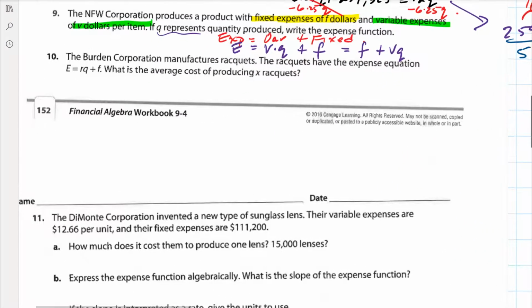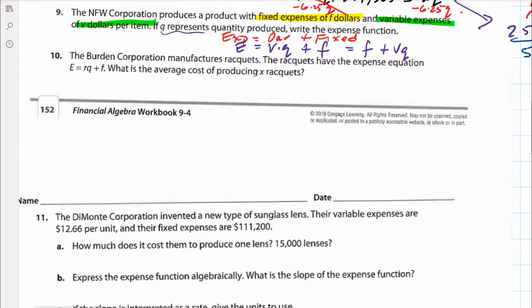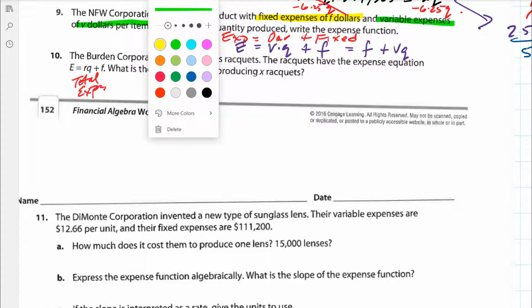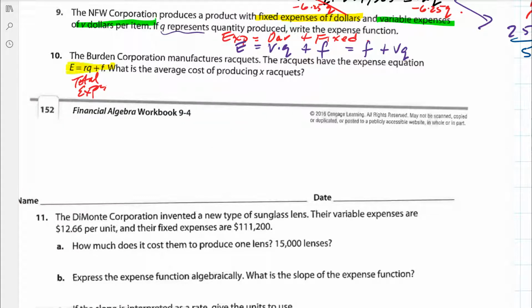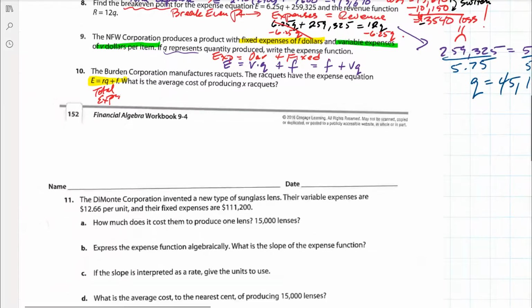Number 10, the Burden Corporation manufactures rackets. The rackets have the expense equation as follows. This is the total expenses right here. Let's highlight that because that's obviously important. E always stands for your expense equation. And what is the average cost? Remember, we did the average cost earlier.